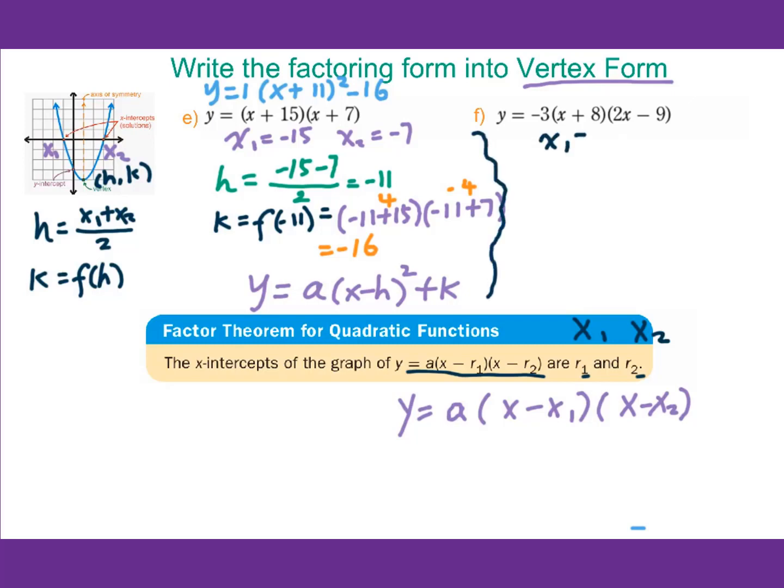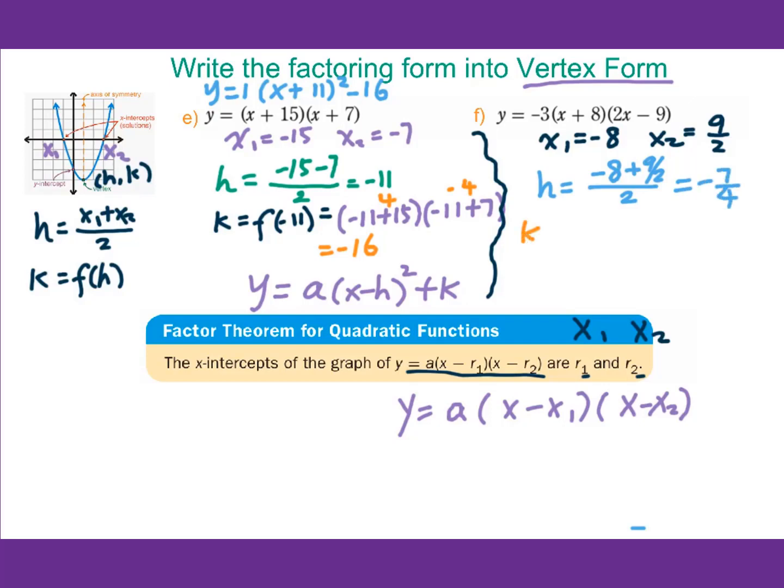For number F, we know x1 equals negative 8, x2 equals 9 over 2. So h equals negative 8 plus 9 over 2, then over 2. You will get negative 7 over 4.